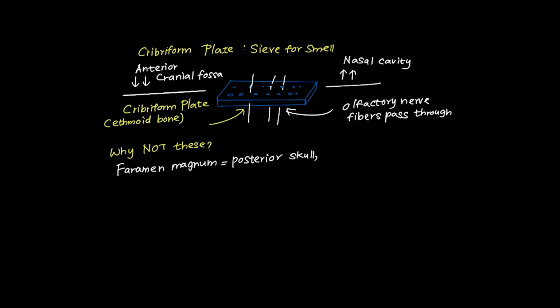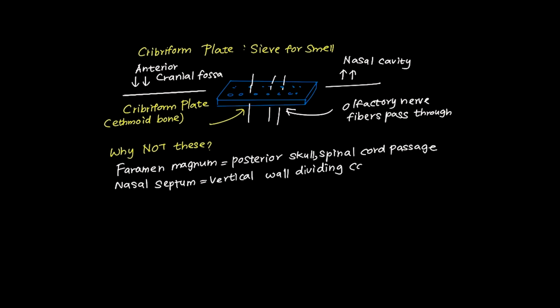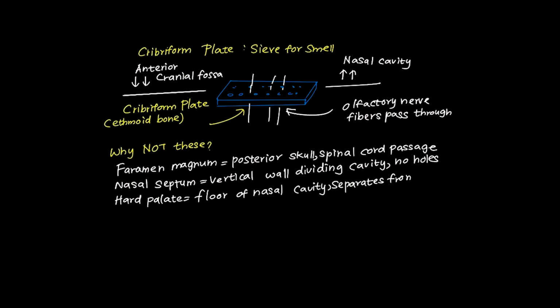The nasal septum divides the nasal cavity into left and right halves, using the vomer and the perpendicular plate of the ethmoid. It's a vertical wall, not a horizontal sieve with holes for nerves. The hard palate is the bony floor of the nasal cavity, separating it from the mouth below. Olfactory fibres travel upward through the roof, not downward through the floor.